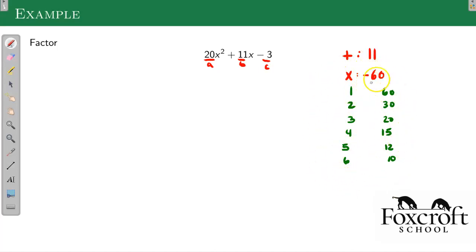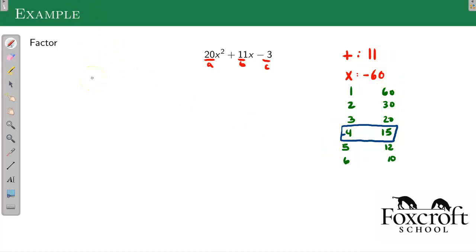I want to multiply to negative 60 and add to 11. So which pair is going to work? It's going to be the ones that have a difference of 11, 4 and 15. And which one should be negative? The 4 should be negative because when I add them, I want to get a positive number. So positive 15 and negative 4 is the pair I want.